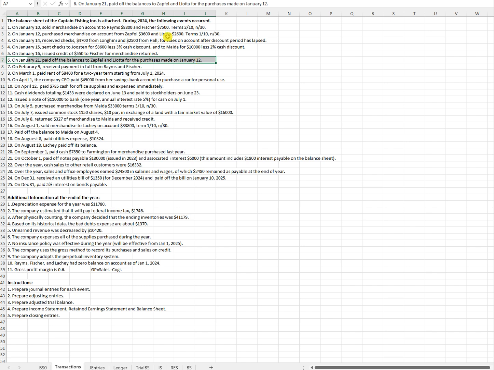So be careful, because we paid within 10 days of the purchase. We should be given the 1% discount, right? 1/10 if we pay within 10 days, we enjoy a 1% discount. So when we make this payment, we're not going to pay the full amount. Remember, we have a 1% discount from the transaction.